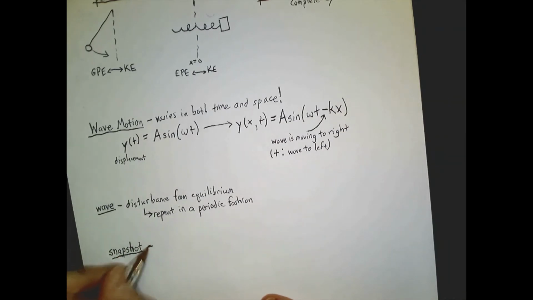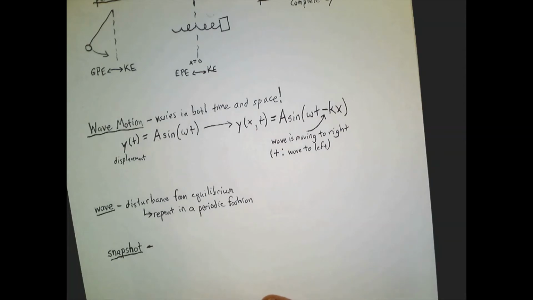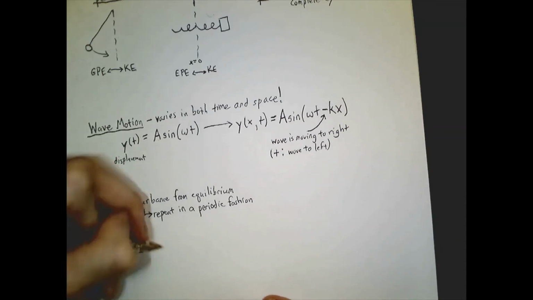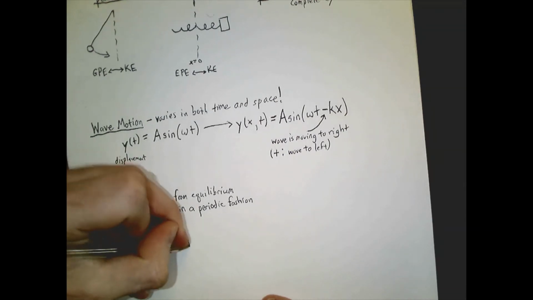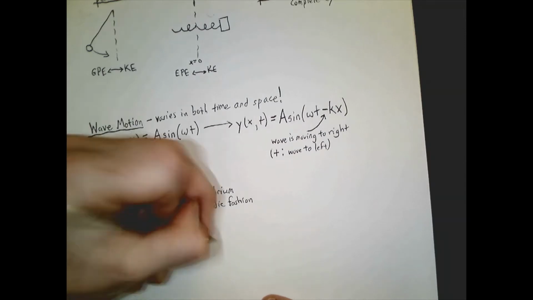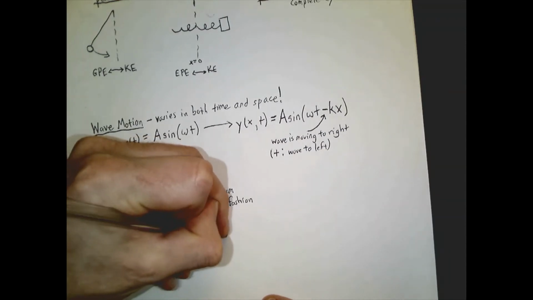Snapshot. A snapshot, essentially, you've watched this wave move back and forth. You take a picture of it, and now you have the wave trapped at a single point in time. And this is for the whole wave.